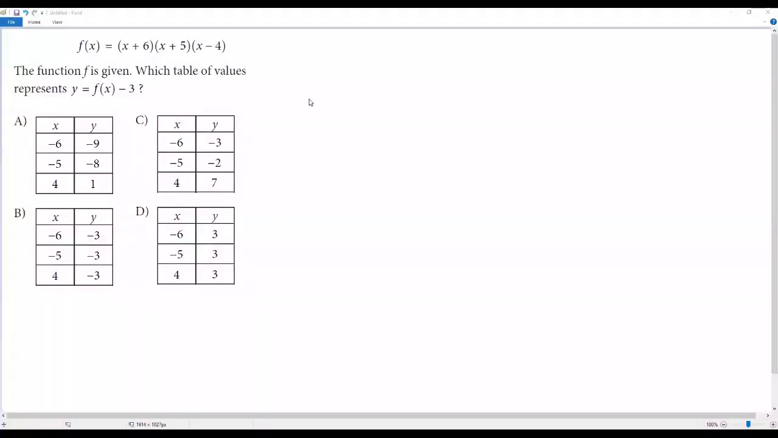Here we have a SAT math question. Okay, let's go through the information. f(x) = (x + 6)(x + 5)(x - 4). The function f is given. Which table of values represents y = f(x - 3)?